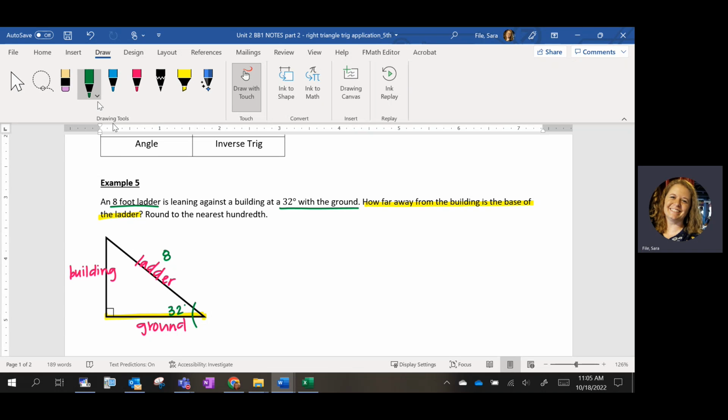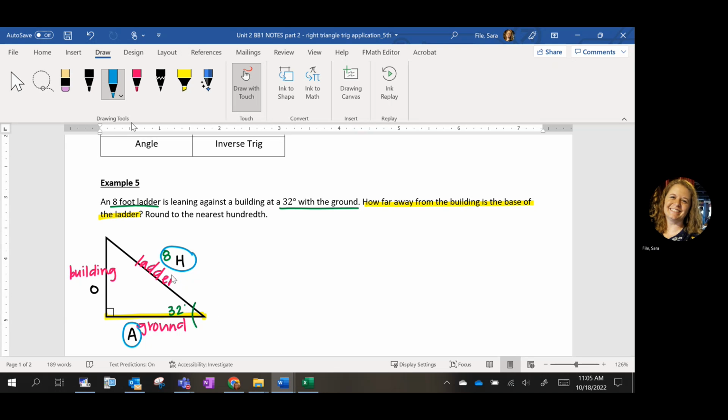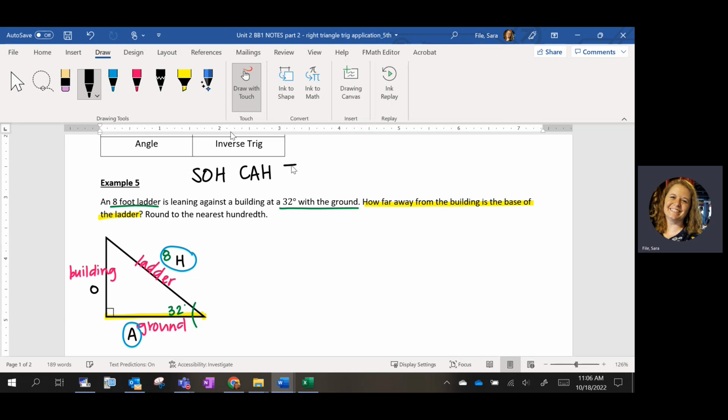So I'm going to label from the 32-degree angle, opposite, adjacent, and hypotenuse. They gave us the hypotenuse, and they're asking us to find the adjacent. That's the one I highlighted. So what trig function would you use if you're using A and H? If you need to, we can put up here under our table our reminder of SOHCAHTOA or whatever memory trick you chose or you prefer. So A and H, that's cosine.